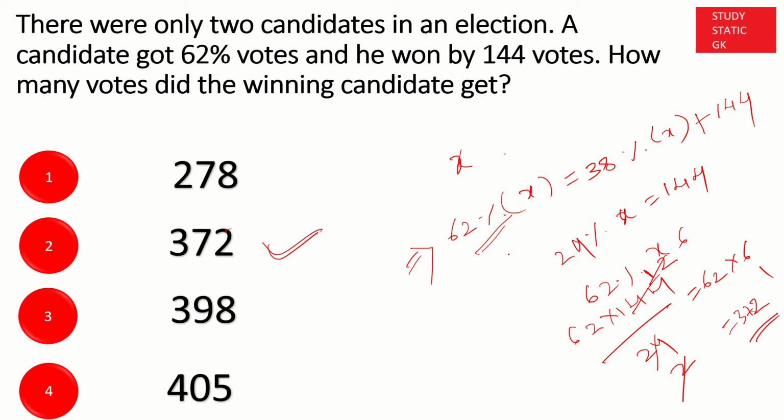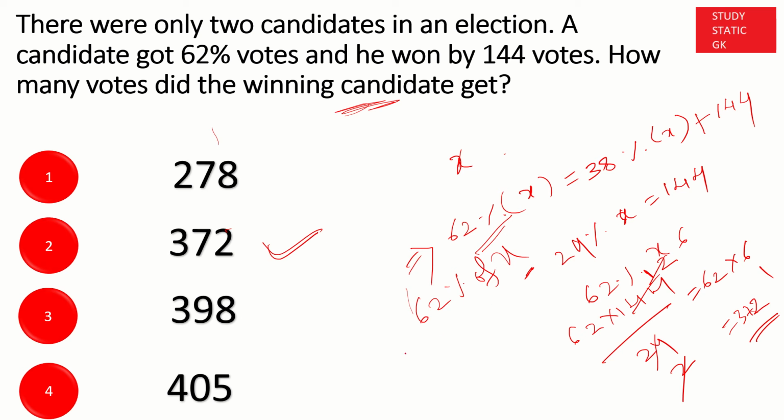Then if you want X, we can get an equation and solve for X. But here he is asking how many votes the winning candidate got. So the winning candidate's votes were 62% of X. So again, no need for everything to be calculated. 24% is nothing but 144.